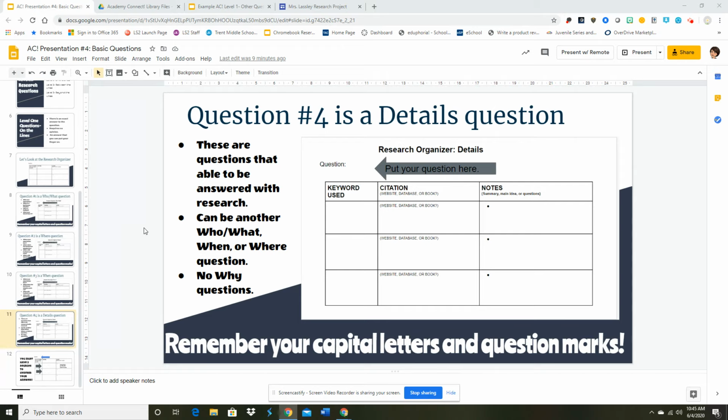Remember, a level 1 question is a question that I can put my finger on. There's the answer. There's no opinion to it. It's right there in the lines. Okay, so these questions that are able to be answered with research can be another who or what, when, where question. The only type of question you cannot have right now is a why question. The reason that there is no why is that it becomes more of a possible opinion question. And so that way we just kind of keep them separate.